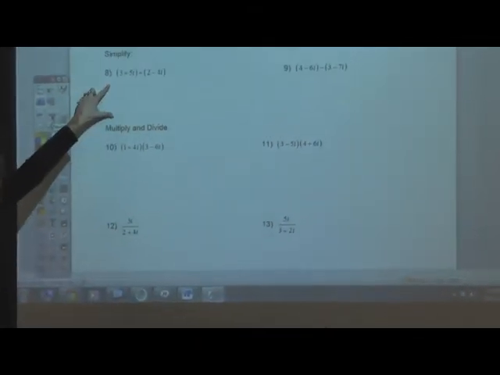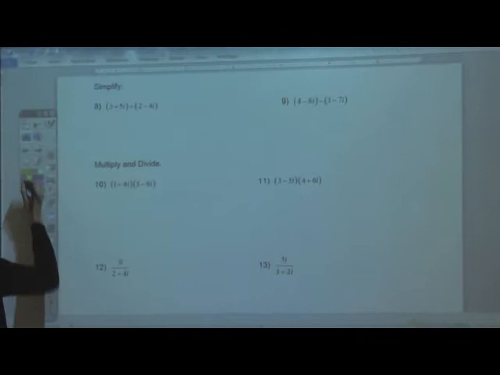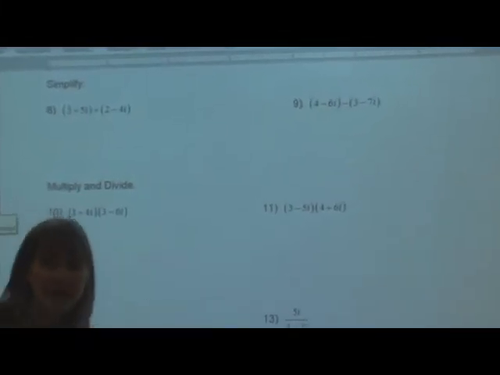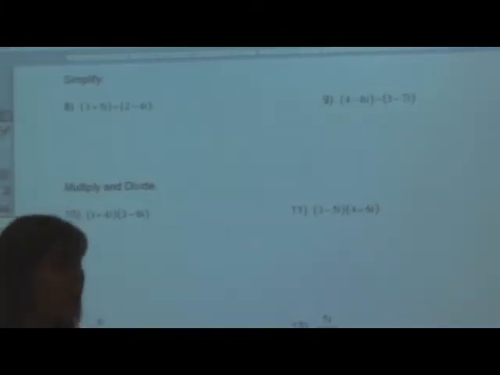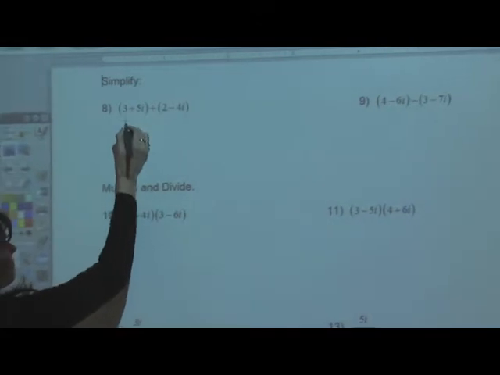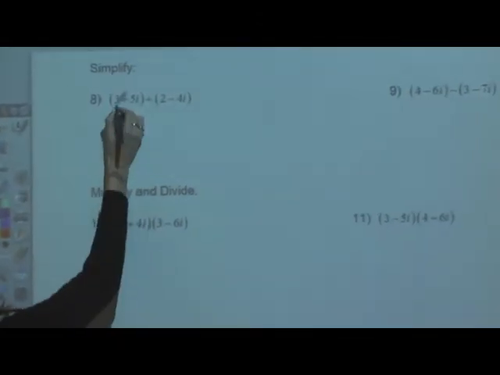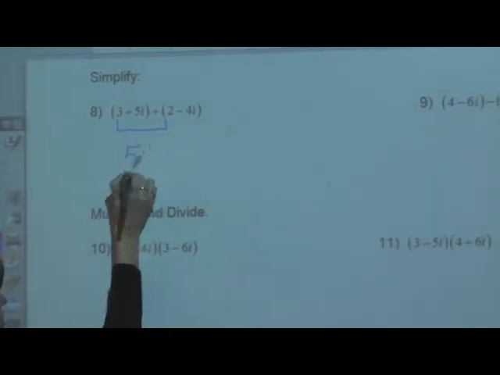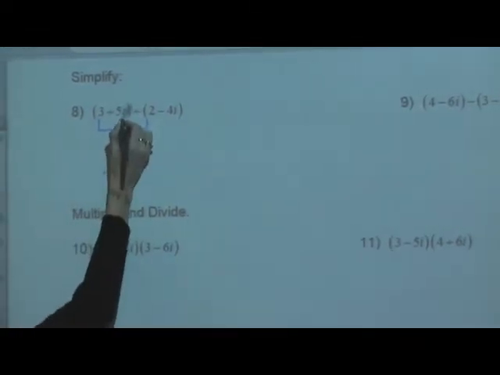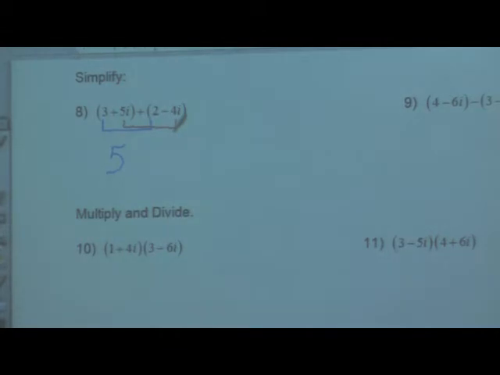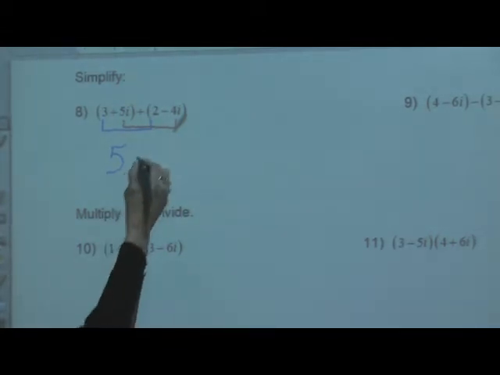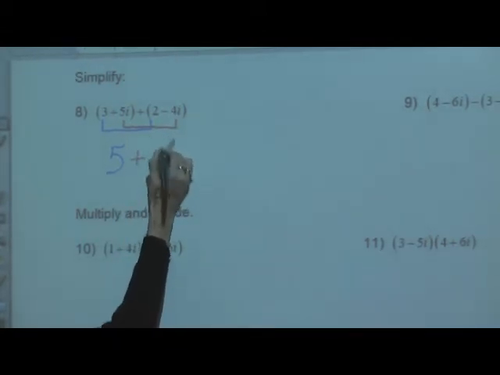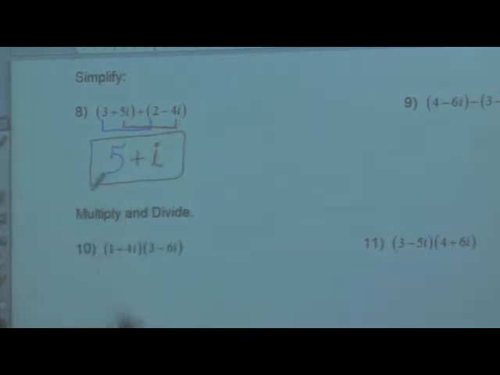All right, so what do you do when you're adding and subtracting these things? Well, remember, you put i's with i's, numbers with numbers. So we have a 3 plus 2. 3 plus 2 is just 5. And then we've got 5i minus 4i. That's going to give me a positive 1i. That's my answer. It's that simple.